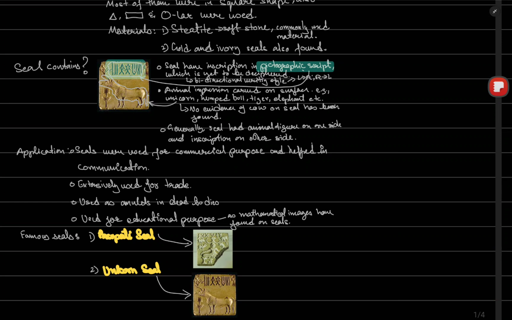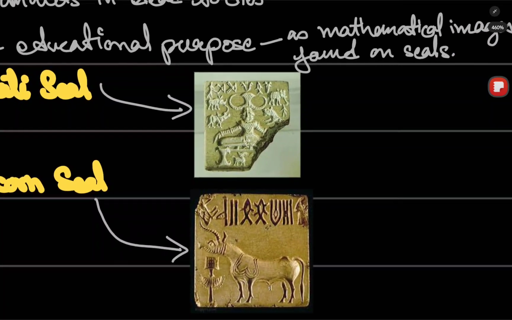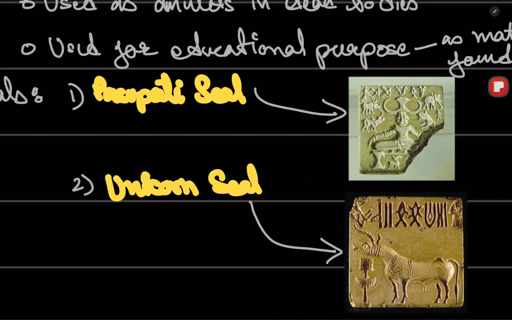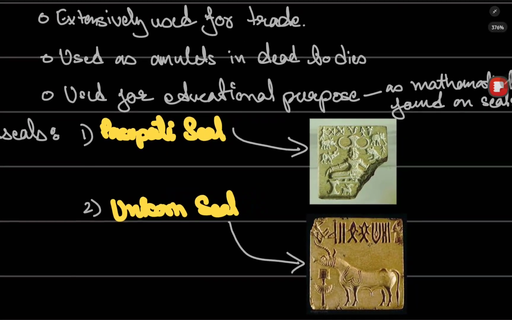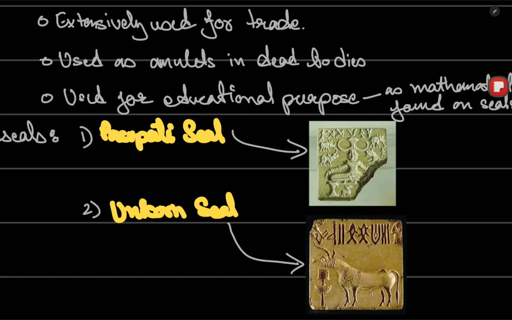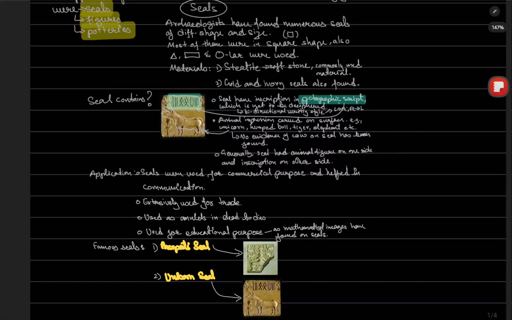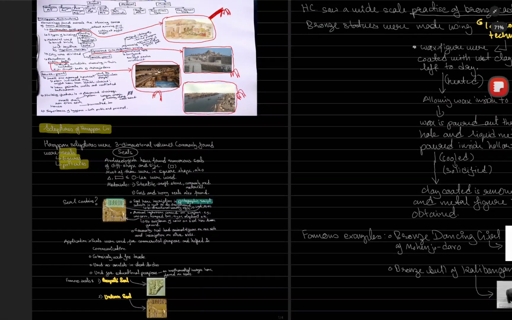Now, what are the famous examples of seals that we have found? Number one is the Pasupati seal, one of the very famous seals that you might have seen in various books. Okay, so the Pasupati seal is one of the very prominent, but you can see it was cracked, so this part of the seal was found. And unicorn is the other one, which I even showed you above while explaining. The unicorn seal is also one of the very important seals found on the excavation sites of the Harappan city.